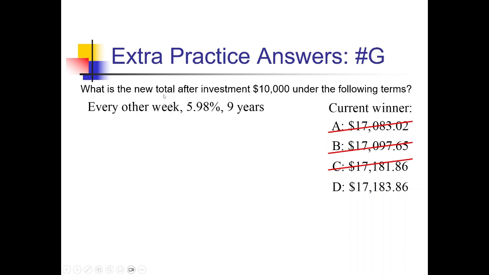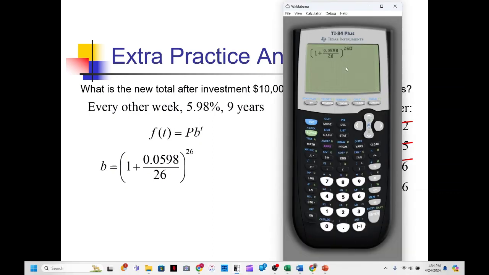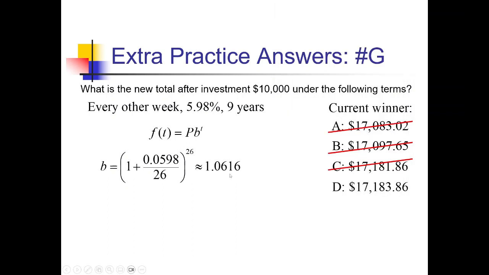For Plan G, we're doing every other week, 5.98%, and then 9 years. So we've got P B to the T. B value now we're going to have 1 plus 0.0598 over, well, every other week. That's going to be 26 times per year because there's 52 weeks in a year. So 52 divided by 2 is 26. Raise that to the 26. And let's see what this is on the calculator. So plugging all that in, we end up with something close to 1.0616 if I were to round that off.